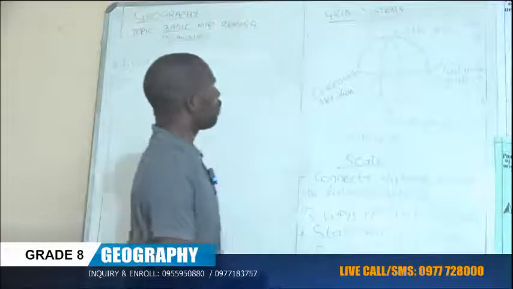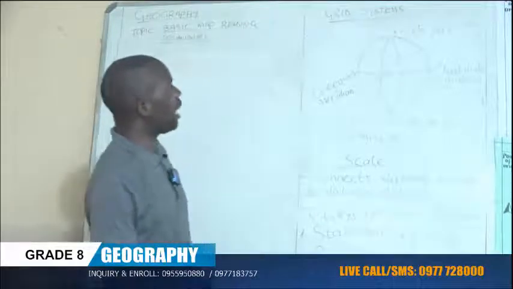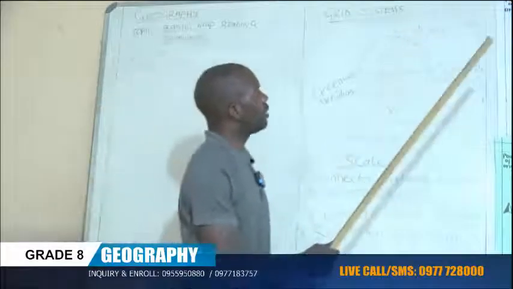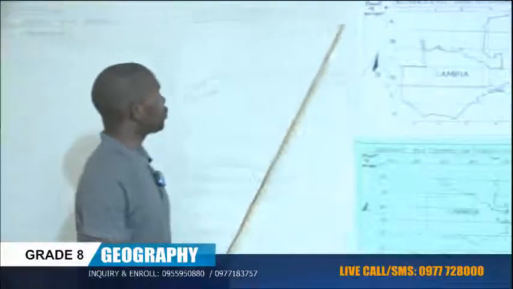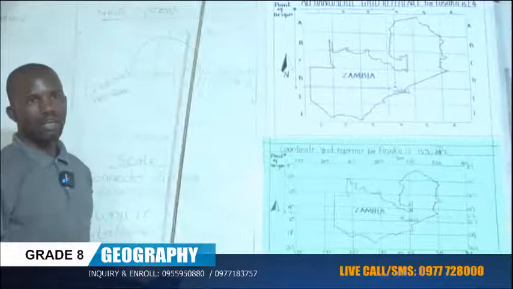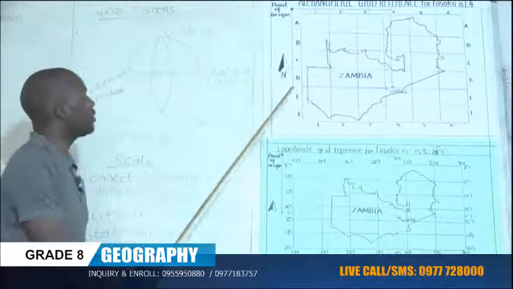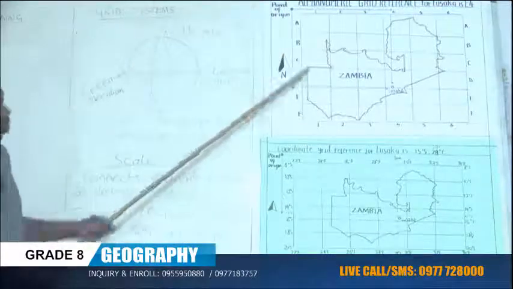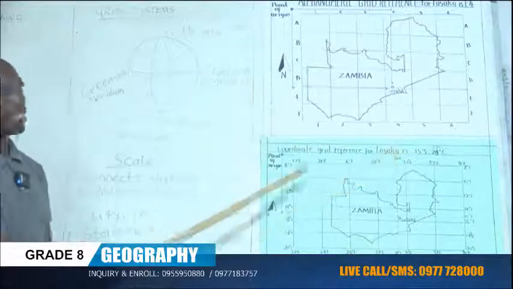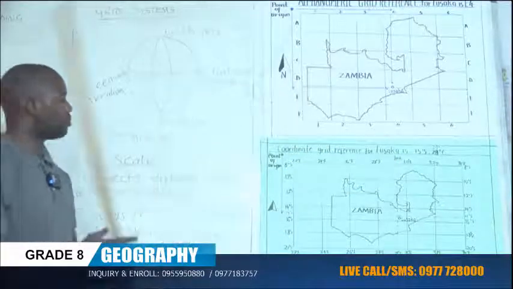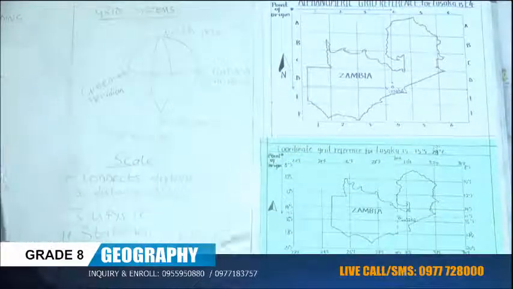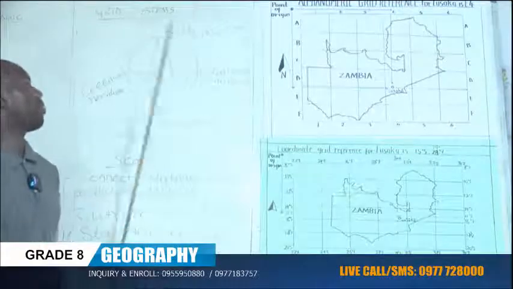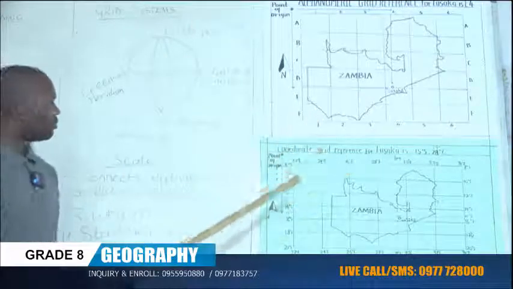I also moved on by saying whenever you are using alphanumeric grid reference, you should start with the letter, then the number. The letter represents the row, whereas the number represents the column, according to this diagram. I also came to the coordinate grid reference.